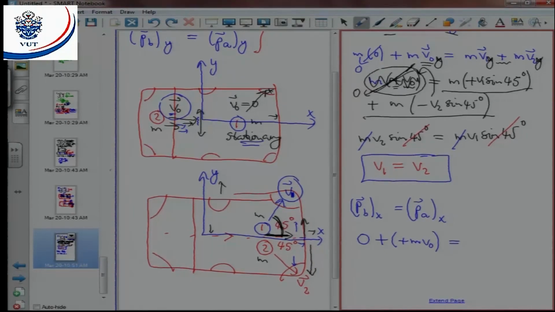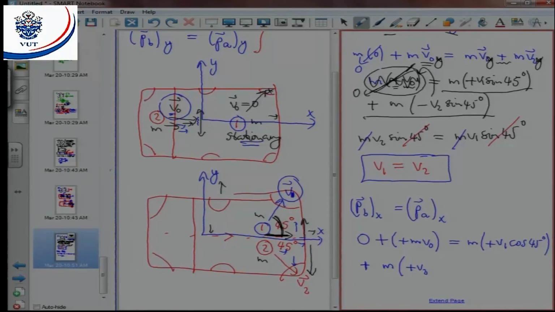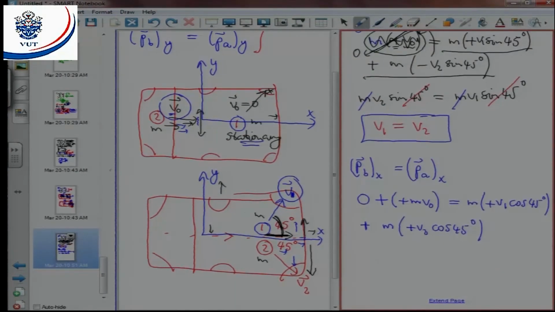After, for ball number 1, which is the black ball, it's positive, so it's m, then the speed is positive v, remember it's v1, so v1 cos 45 degrees, and then plus for the second ball, the mass is m, and the speed is also positive in the positive direction, so it's plus v2, and it's also cos 45. If you check the cancel, remember that v1 is v2, so substitute v1 over there.